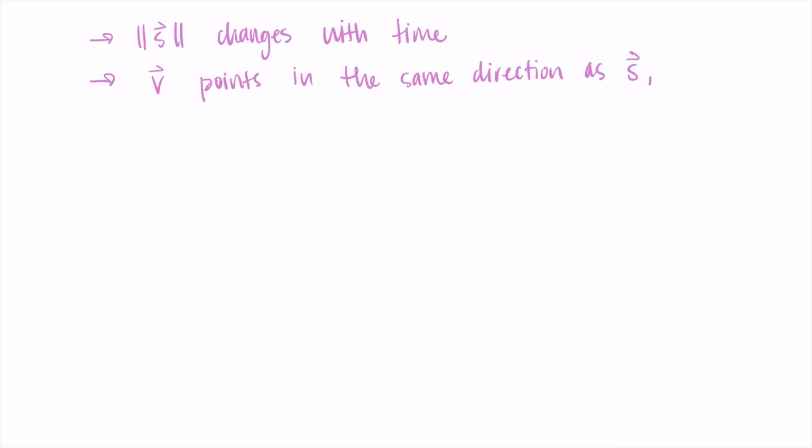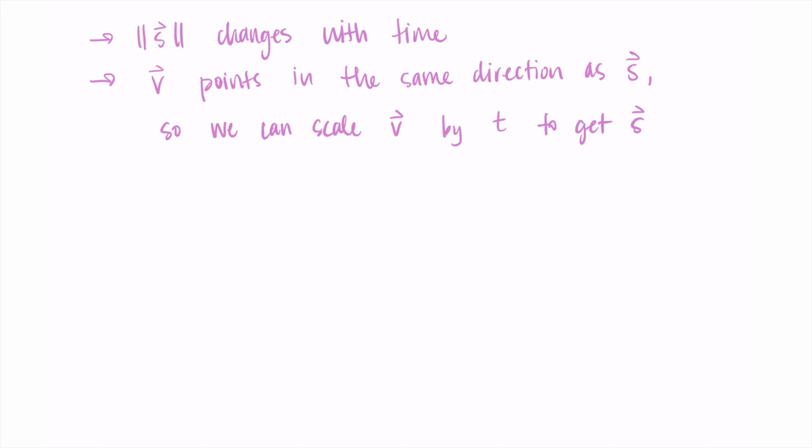And so our plan is to scale v by some value to get the right s. So specifically, we can scale our vector v by the time factor. So whatever the time is, we're going to scale v appropriately to get the vector s we're looking for.